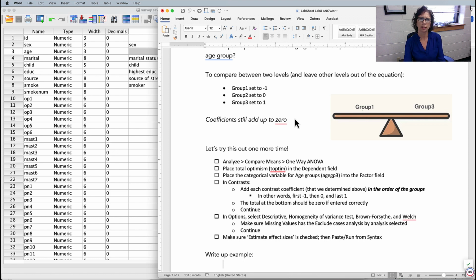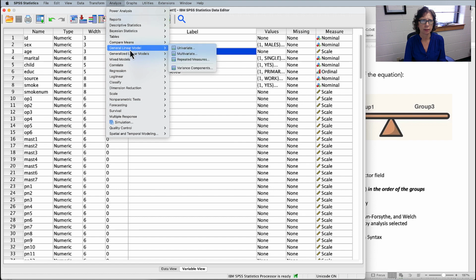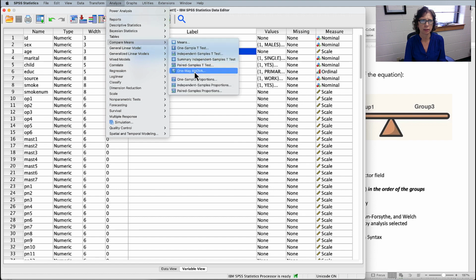So let's try this one out. We're going to set group 1, the younger group, to -1. We'll set group 2 to 0 to leave it out completely, and set group 3 to 1. That way they still add up to 0 here. And what we're comparing is between group 1 and group 3. We'll go to Analyze, Compare Means, and One-Way ANOVA.